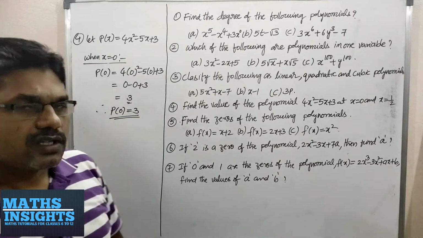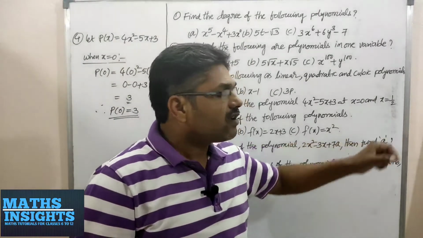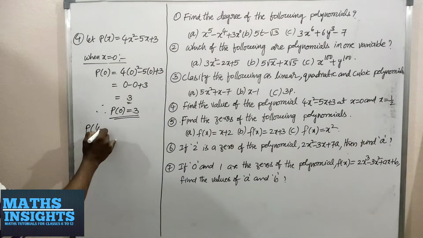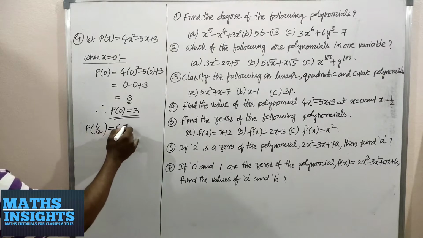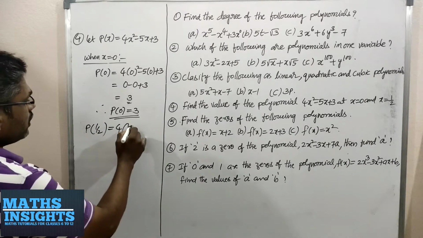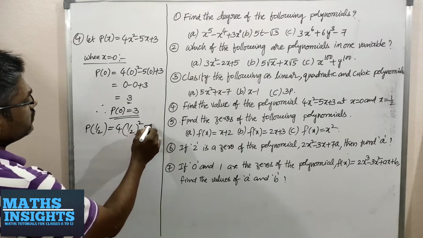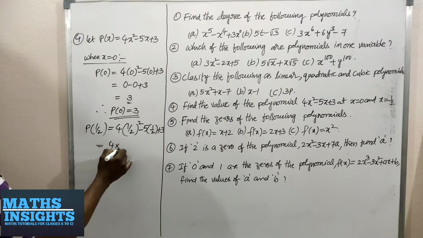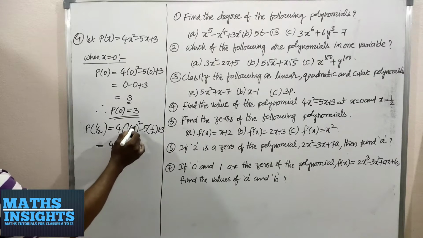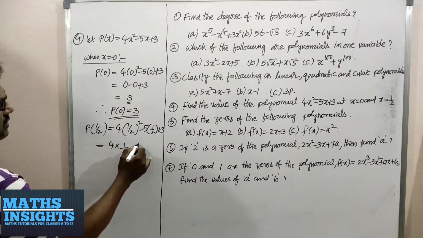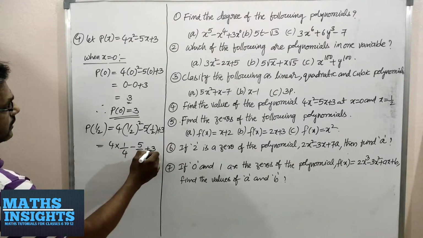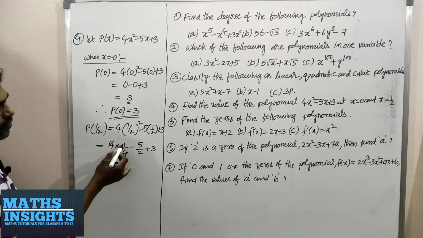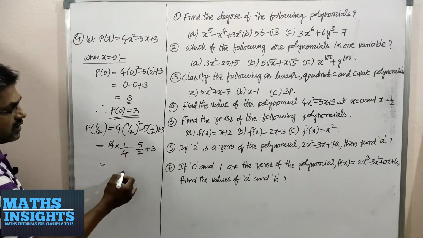Similarly, they are asking the value of the same polynomial when x is equal to 1 by 2. Now you are going to find p of 1 by 2. So 4 into 1 by 2 whole square minus 5 into 1 by 2 plus 3. That is equal to 4 into, see, 1 square is 1 again, 2 square is 4, minus 5 by 2 plus 3. So if you cancel this 4 and 4, you will have 1 here. 1 plus 3 will become 4.